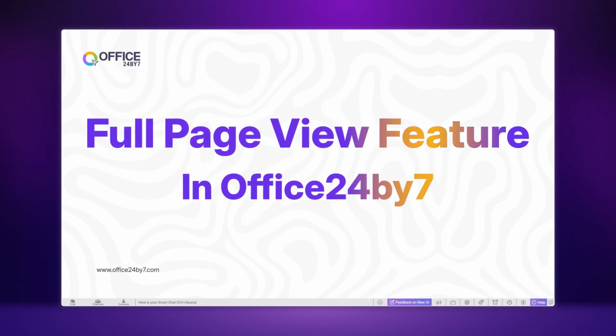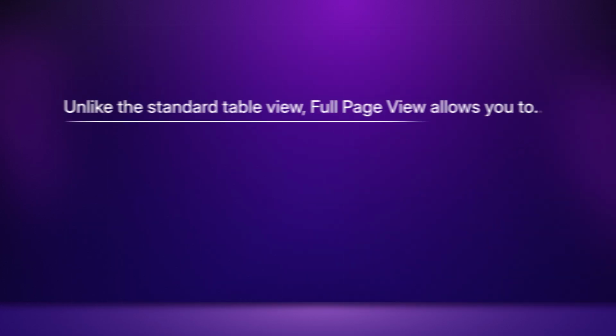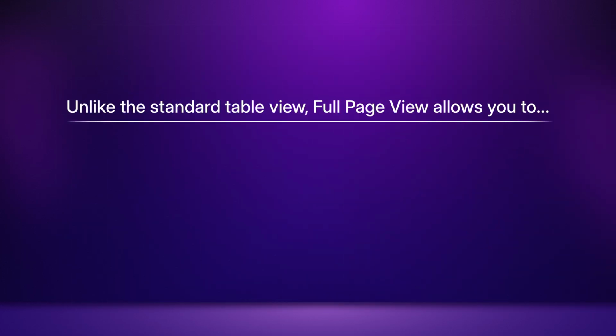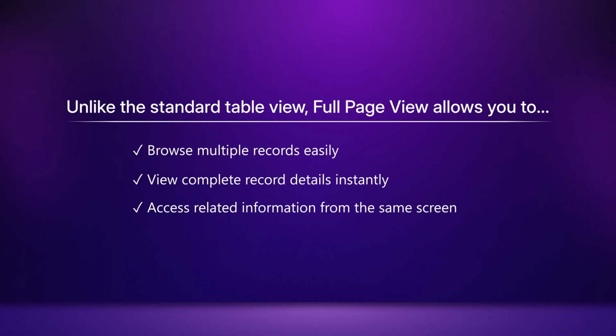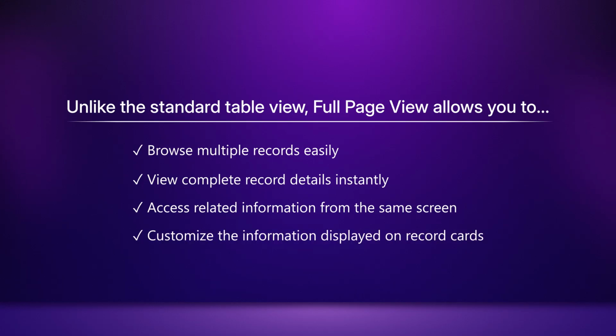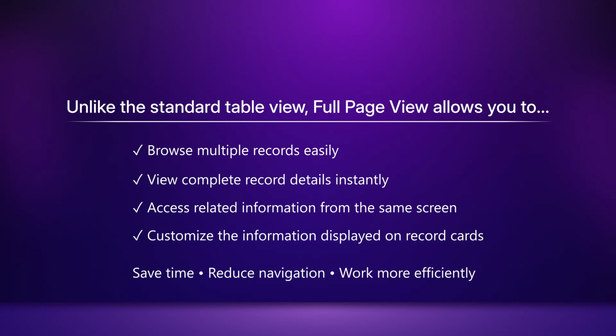In today's video, we're going to explore the full page view feature in Office 24 by 7, a powerful way to view, analyze, and manage your CRM records more efficiently. Unlike the standard table view, full page view allows you to browse multiple records easily, view complete record details instantly, access related information from the same screen, and customize the information displayed on record cards. All without repeatedly opening and closing individual records. This helps you save time, reduce unnecessary navigation, and work more efficiently.